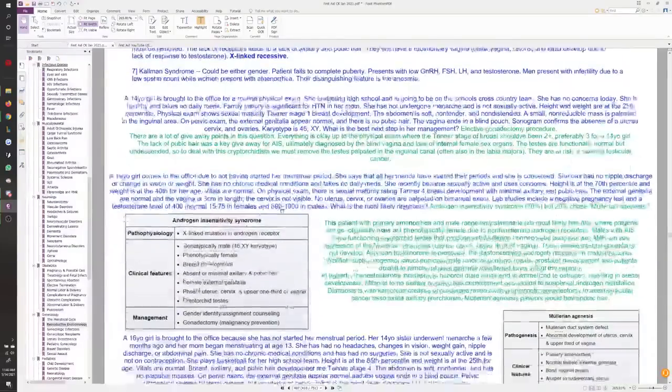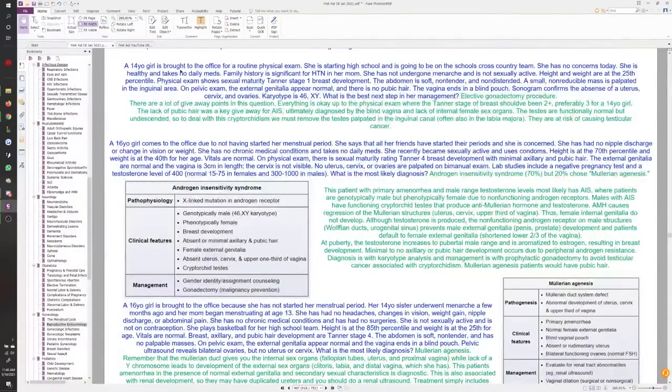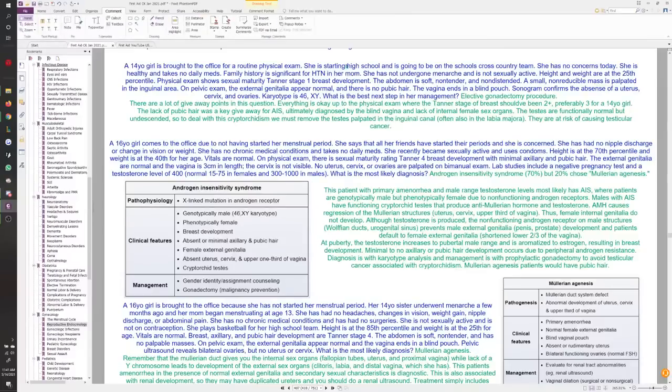And then here we go on to more questions. So 14-year-old girl brought to the office for a routine physical exam. She is starting high school and is going to be on school's cross-country team. All right, great. She has no concerns today. She's healthy and takes no medications. Family history has hypertension in the mom. Everyone has hypertension, so no big deal. She has undergone menarche and is not sexually active. Great. So, she has not undergone menarche. Excuse me. Let's underline that.